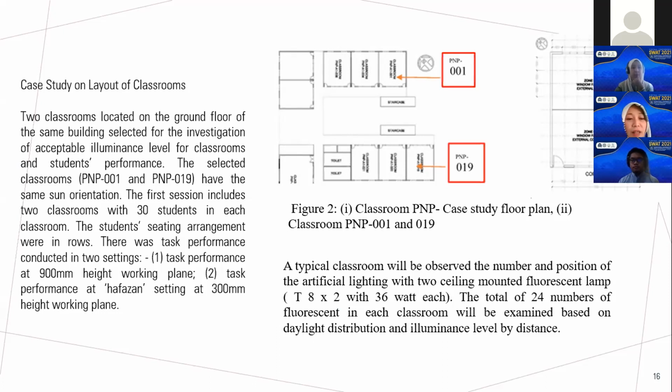So we are giving them the task performance. We are conducting it at 2 different heights. One is 900 mm, which is actually our table floor height. And the other one is the Hafazan setting at 300 mm. It's actually the Rehal setting working plane.